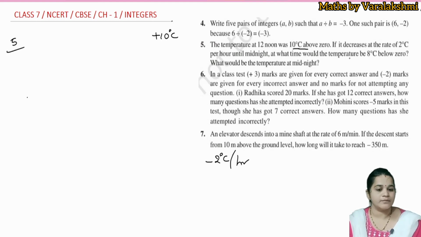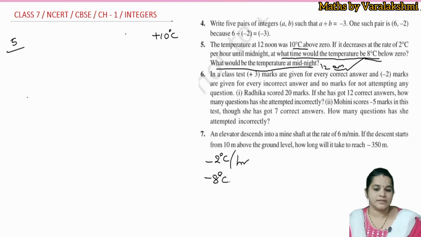At what time would the temperature be 8 degrees centigrade below 0? Below 0 means minus 8 degrees centigrade. What would be the temperature at midnight? So in this question we have two parts. First we need to find the time when the temperature is minus 8 degrees centigrade, and the second question is what would be the temperature at midnight, that is, at 12 a.m.